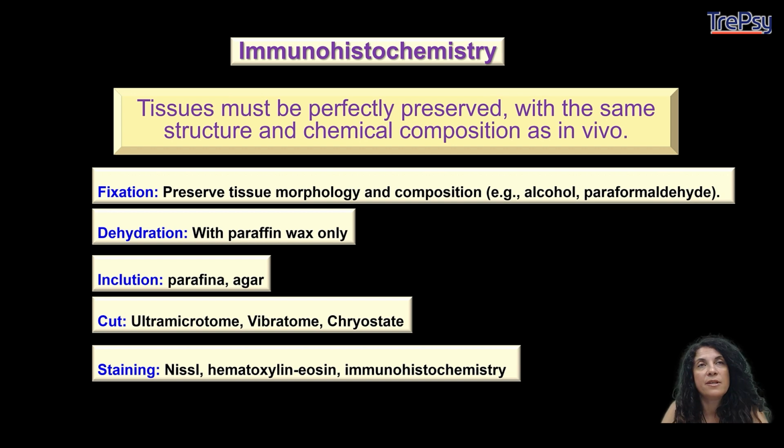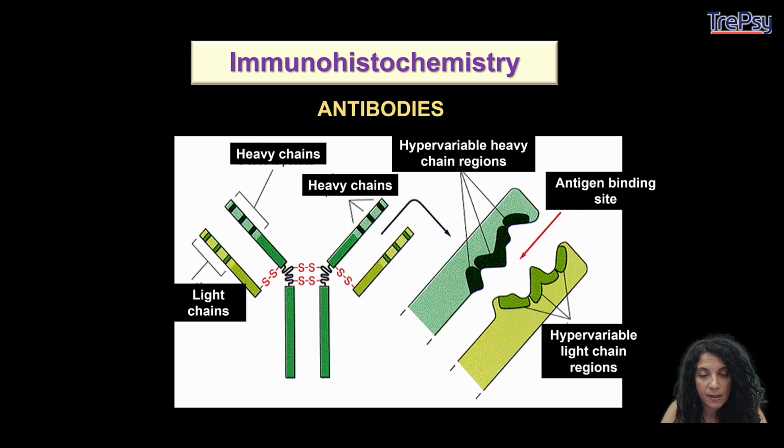Immunohistochemistry is a specific technique with which you can detect a specific protein from the cell. In the immunohistochemistry technique, you have to use two different types of antibody. You know that the antibody has two types of chain. We have heavy chains and light chains bound to each other. In the hypervariable heavy chain region and hypervariable light chain region, you have the antigen binding site.